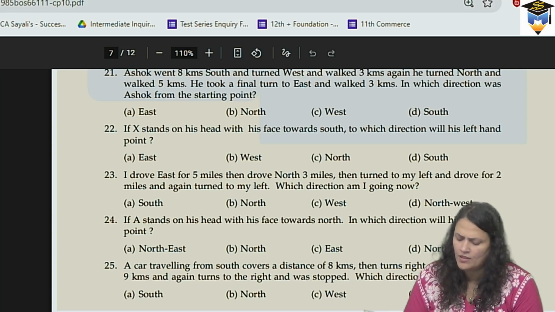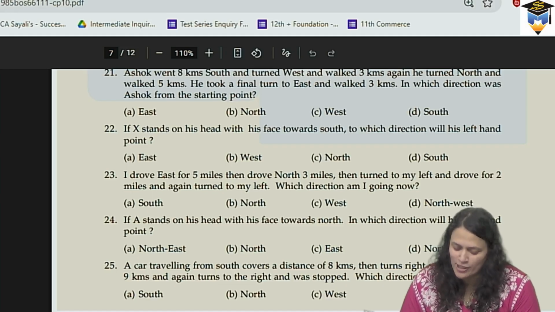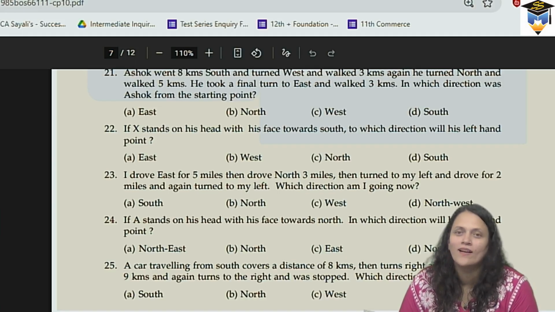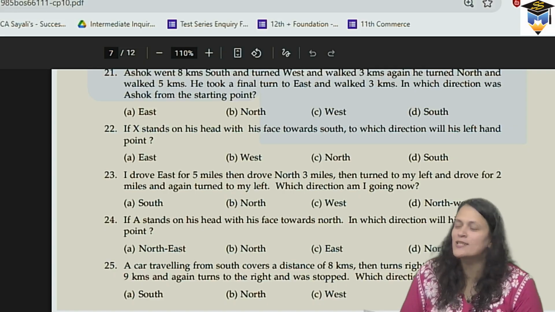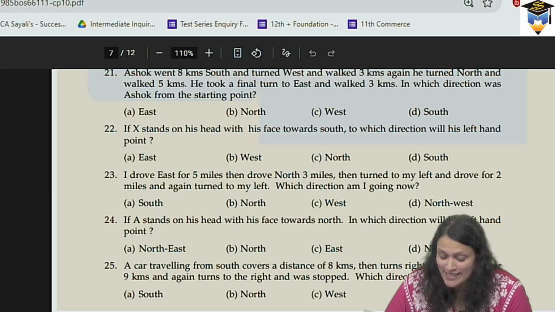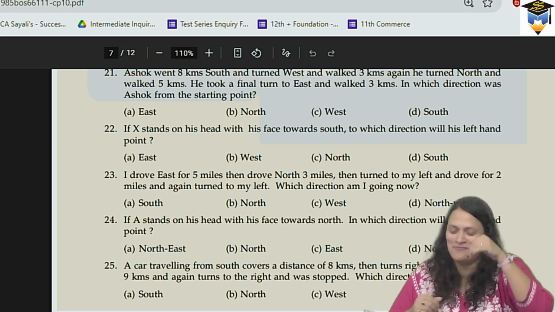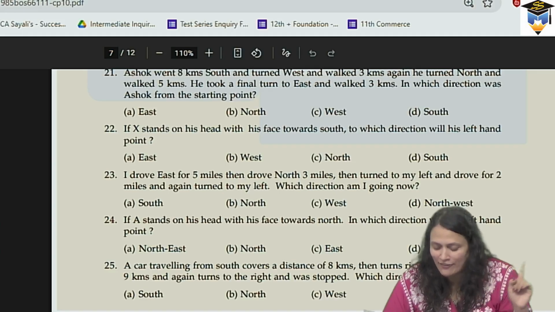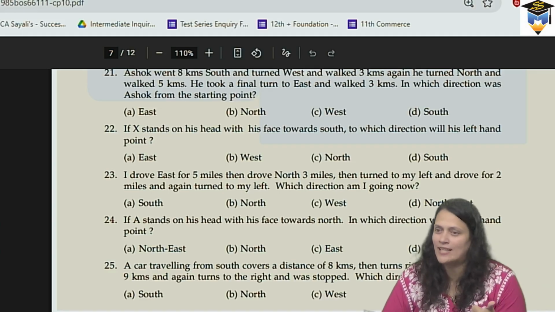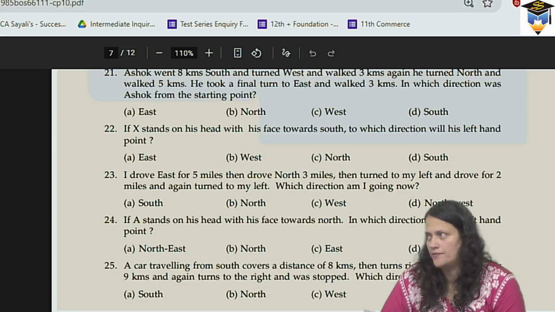If A stands on his head, with his face towards north, in which direction will his left hand point? So suppose this is my north direction. And if A stands on his head with his face towards the north, imagine that I'm standing upside down. Now where will his left hand point to? Exact opposite. So the answer is east, option C for the 24th one.